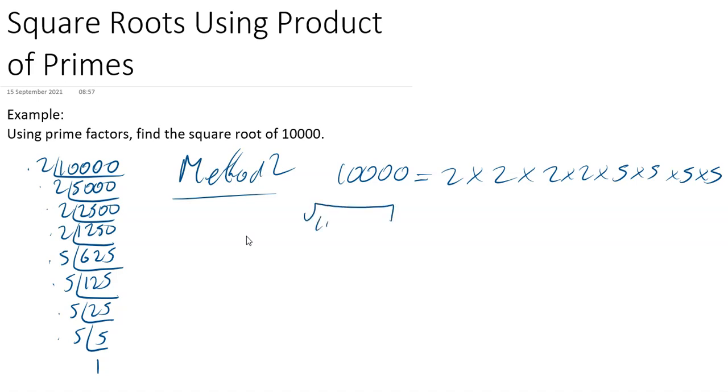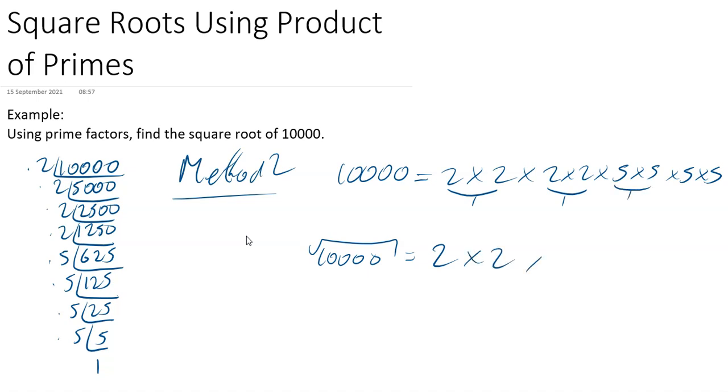And for the square root, all I'm going to do is group them together in pairs. This pair of 2s is just going to become 1 2. This pair of 2s is going to become another 2. This pair of 5s is going to become 1 5. This pair of 5s is going to become another 5. And then again, you can multiply it out. 2 times 2 is 4. 5 times 5 is 25, which again is 100.